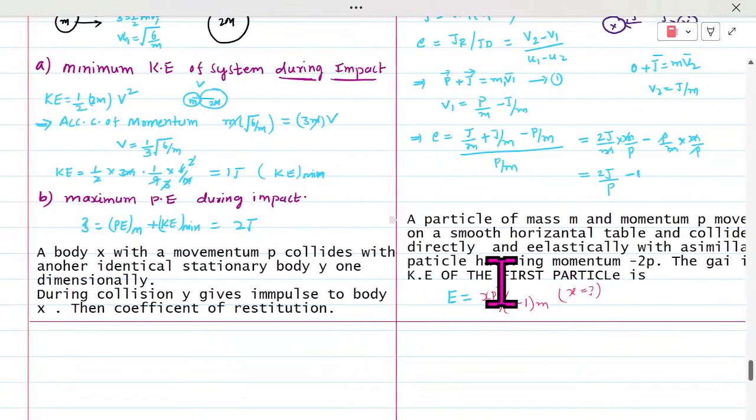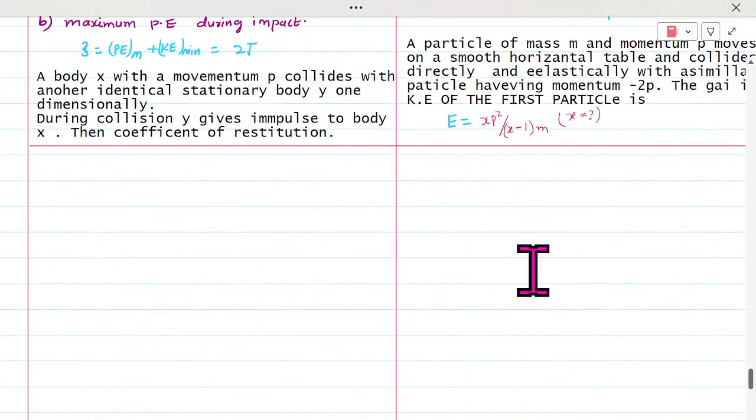Reading the question clearly, there is a particle of mass m with momentum p, and there is a similar particle with momentum 2p in the opposite direction. Similar particle means mass m. The collision is elastic between them, therefore conservation of momentum and conservation of energy are both valid. The gain in kinetic energy of the first particle means the change in kinetic energy.